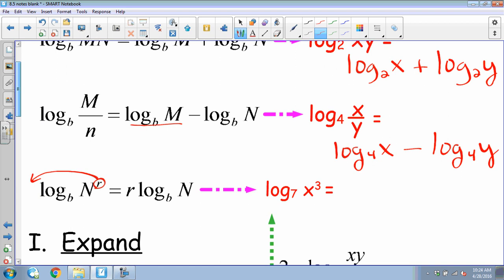For example, log base 7 of x to the third. Your final answer cannot have a log and an exponent together. So you have to take this and move it out in front. So that's equal to 3 times log base 7 of x.